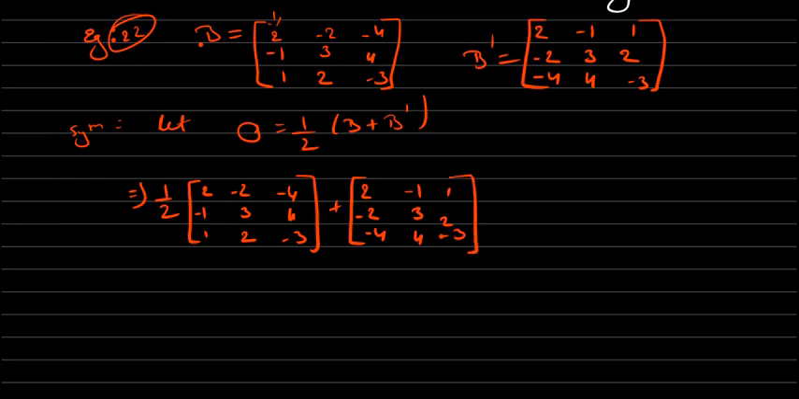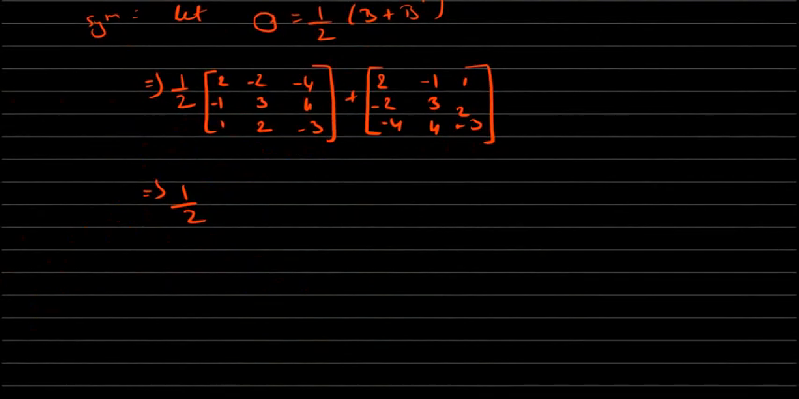I will write one more step for the understanding purpose. It becomes 2 plus 2, minus 2 plus minus 1, minus 4 plus 1, minus 1 plus minus 2, 3 plus 3, 4 plus 2. You know that when we are doing the addition of matrices, corresponding elements must be added. 1 plus minus 4, here 2 plus 4, and again here minus 3 minus 3.